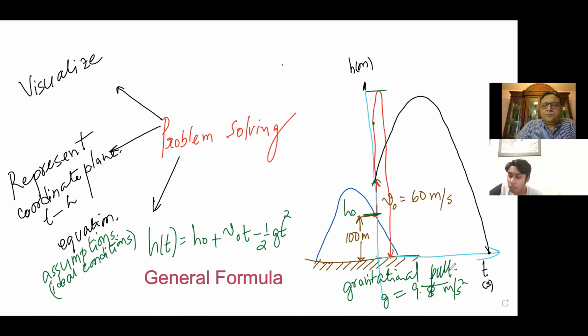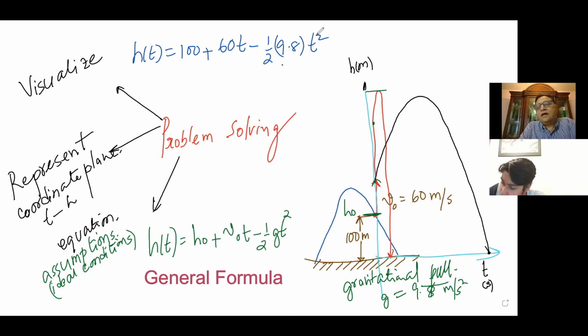Now, from the given conditions, we can write down our equation. For us, the height now becomes equal to what? Initial height is 100 plus velocity is 60t minus half of 9.8 t square. Do you see? I got a function of time for height.